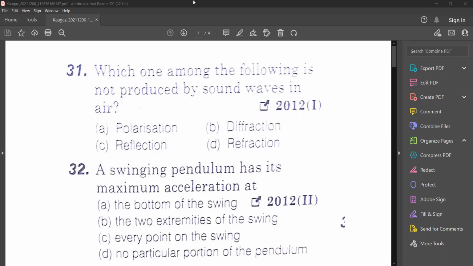Options: polarization, diffraction, reflection, refraction. Which one among the following is not produced by sound waves in air? All of you comment the answers. Choose the correct answer. That is, which phenomenon is not observed in case of sound waves?